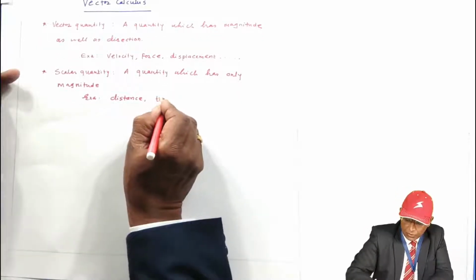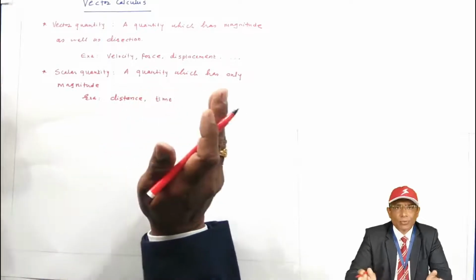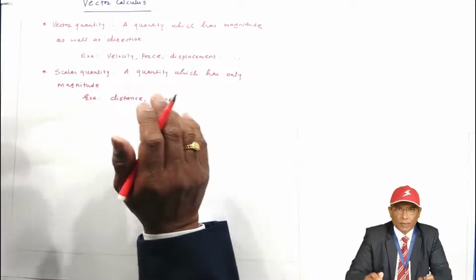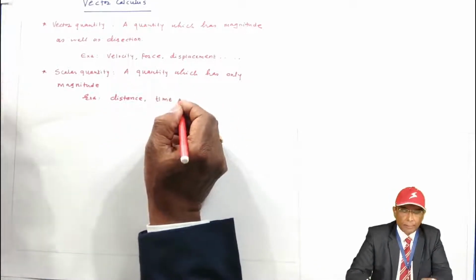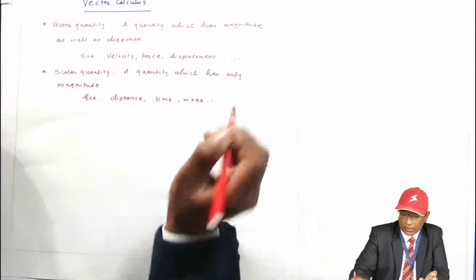If anybody asks you, what is the time now? It is 9:45. So the direction is not required. Time is a scalar quantity. Mass is also a scalar quantity.